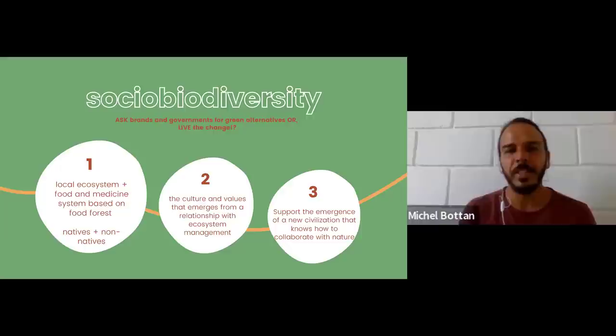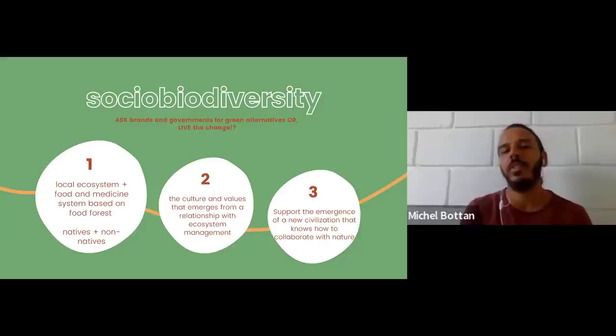So social biodiversity is not asking brands or governments for green alternatives. It's to live the change. So we are creating a local ecosystem, which is composed of a food system with food and medicine, and also combining native and non-native species. And item two, by doing that, we can create a culture and the values that will emerge from our relationship when we manage that ecosystem.